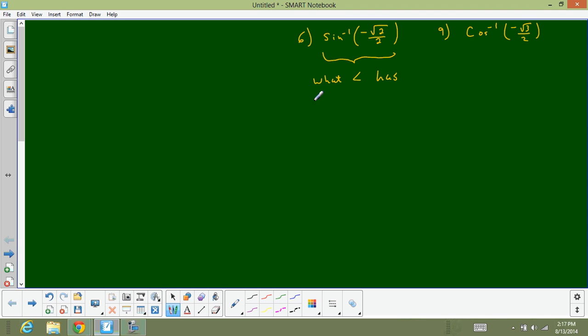has a value for the sine of negative square root of 2 over 2, right? Now, with the inverse sine function, what you want to remember is, from the high school realm, in order to make this a function, we define the inverse sine on a different domain than 0 to, say, 360, or even 0 to 180, 0 to pi radians.